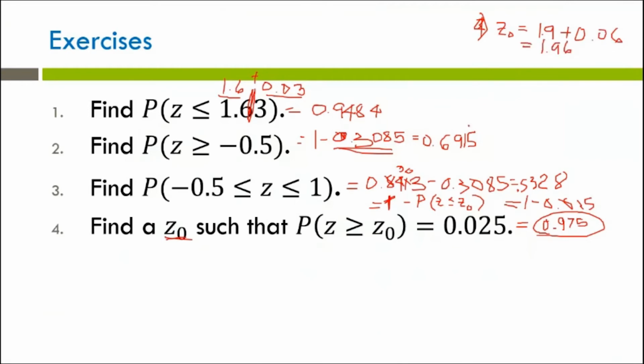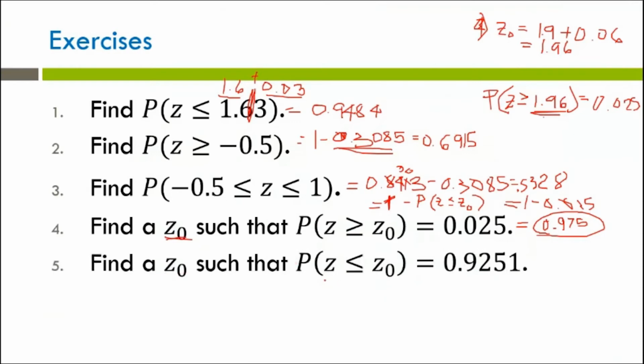1.96. We're actually looking for p, where the probability of z greater than or equal to 1.96 is equal to 0.025. So our answer is 1.96, our z sub 0. The other one is much easier since the notation is less than or equal to z sub 0. So find a z where the area is 0.925.